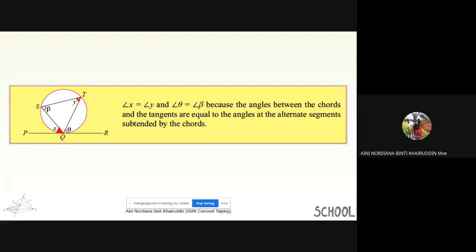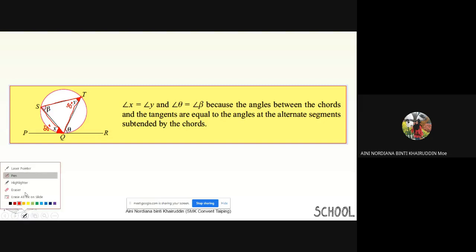Okay, how to identify? Look at the chord SQ and then look at the circumference. So angle X equals to angle Y. Let's say here is 50. So Y also 50 degree.